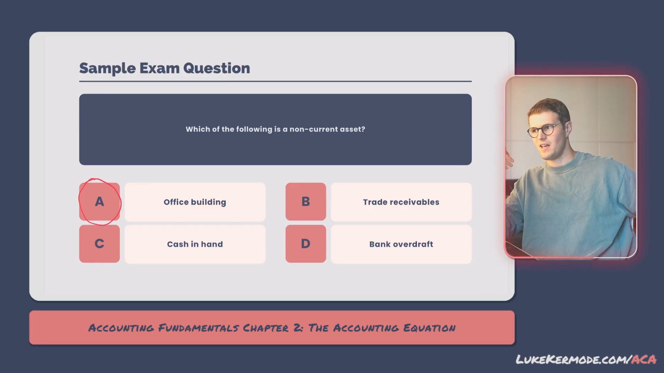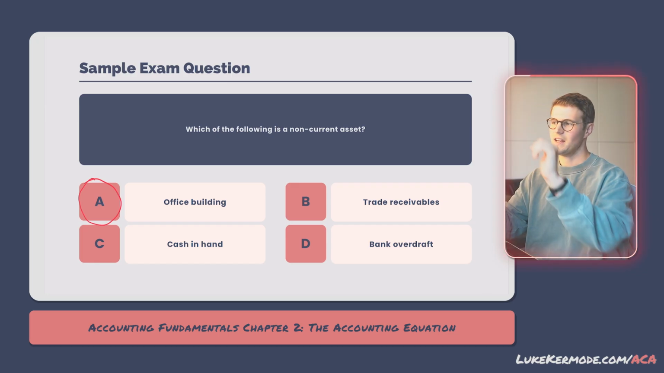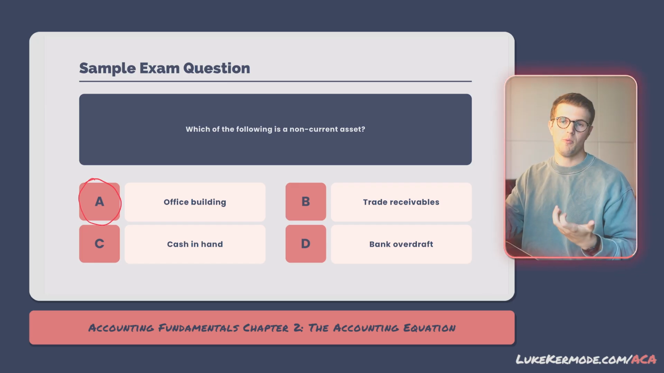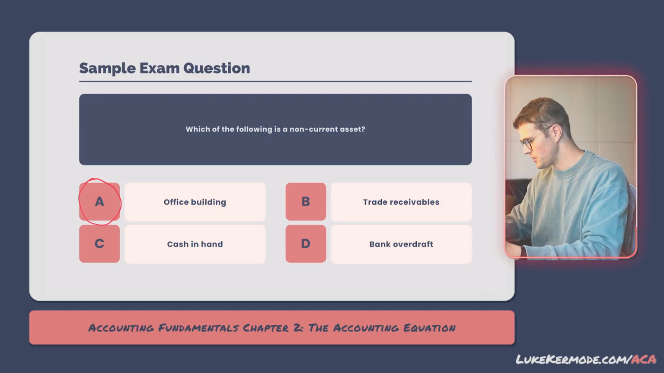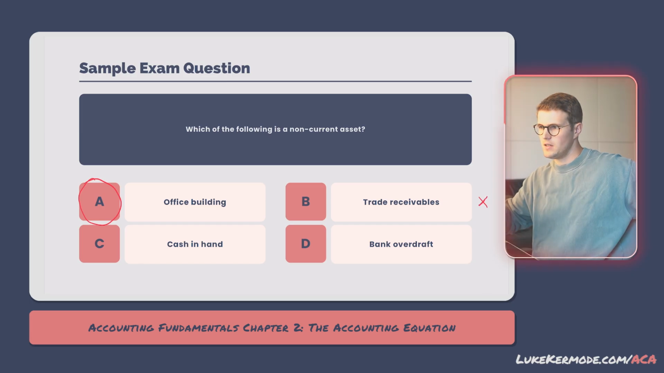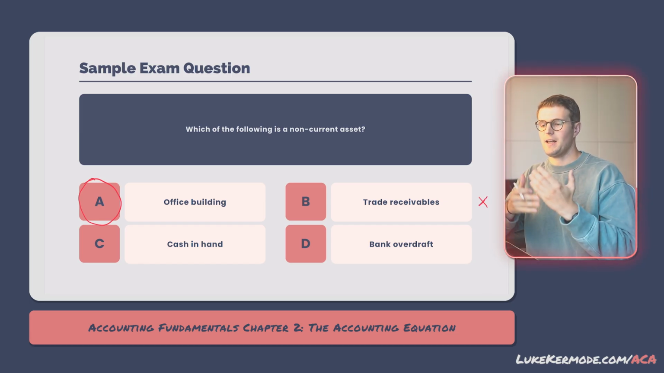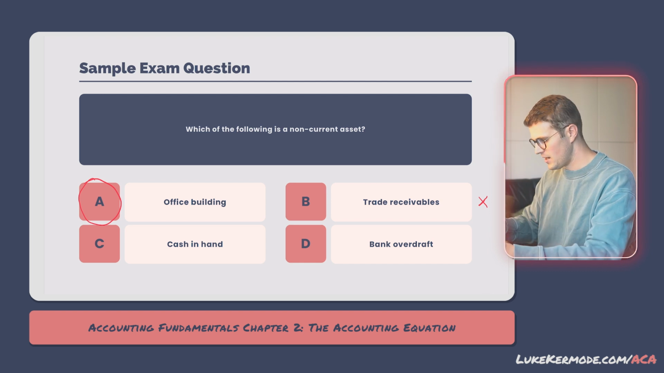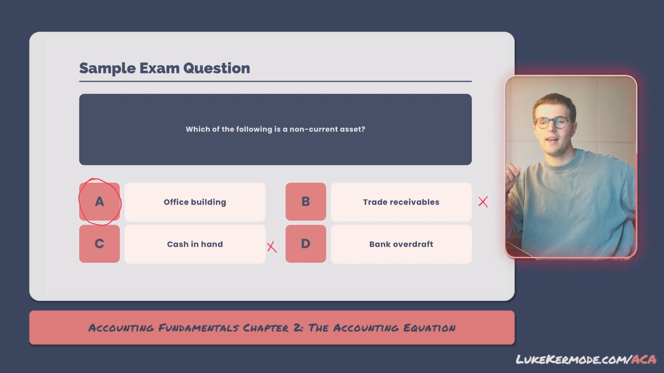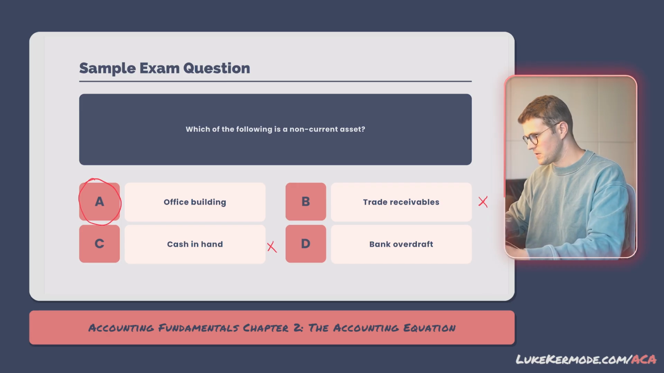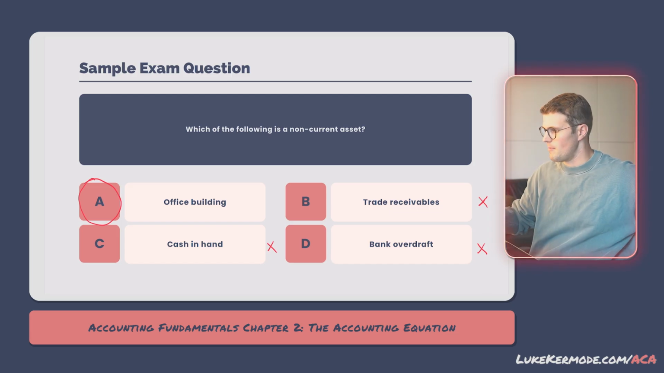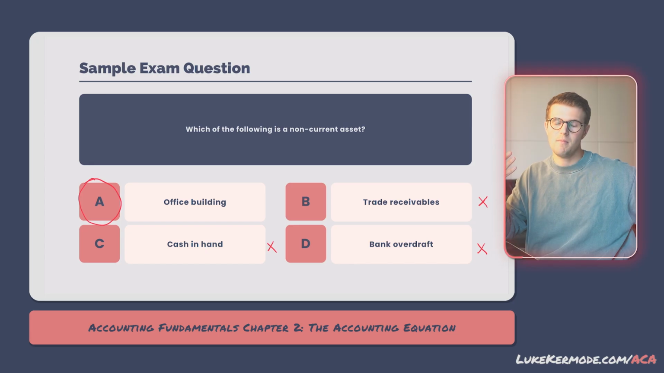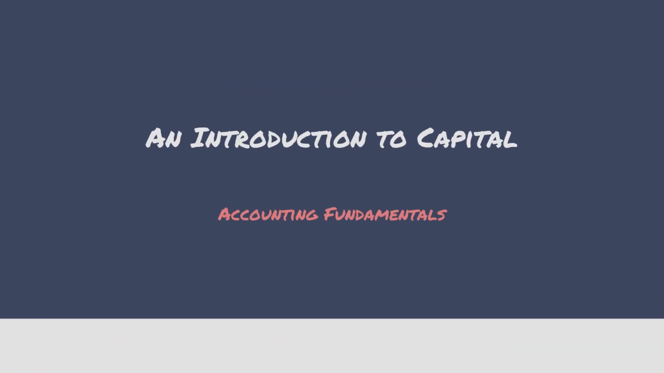An office building is a non-current asset because it's used in the day-to-day operations of the business and it will be expected to provide economic benefits for more than 12 months. In terms of the other options, trade receivables are a current asset. They represent amounts owed by customers and are typically settled within 12 months. Cash in hand is also a current asset, it's highly liquid. And finally, bank overdrafts are a current liability. That's money the business owes to its lender, and typically it needs to be repaid pretty quickly. So remember, non-current assets are long-term and things like buildings and equipment.